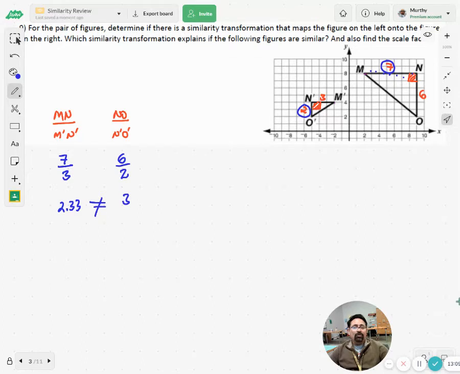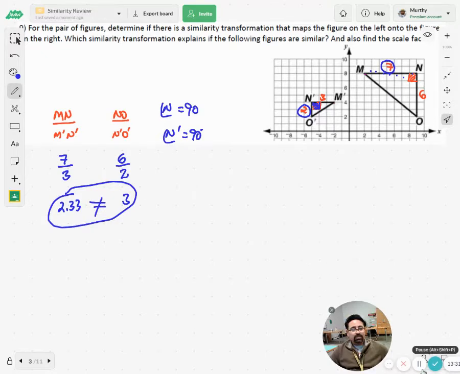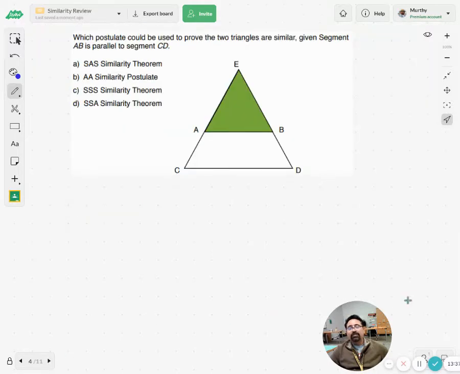Therefore, I know that the angle N is 90 degrees, and N prime is also 90 degrees. So here the included angle, the angle in between the given two sides, they are equal. But here the sides are not proportional, so the given two triangles are not similar. Okay, now let's go to another question.